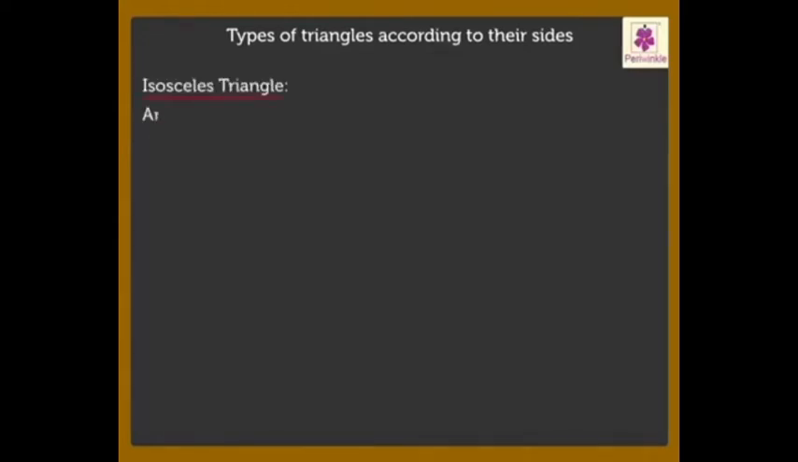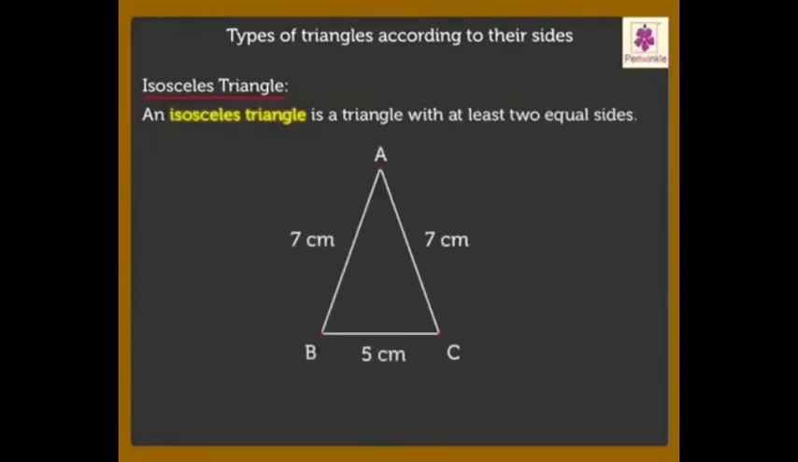Isosceles triangle. An isosceles triangle is a triangle with at least two equal sides. Look at the triangle ABC. The lengths of its two sides AB and CA are 7 centimeters each. Thus, we say triangle ABC is an isosceles triangle.